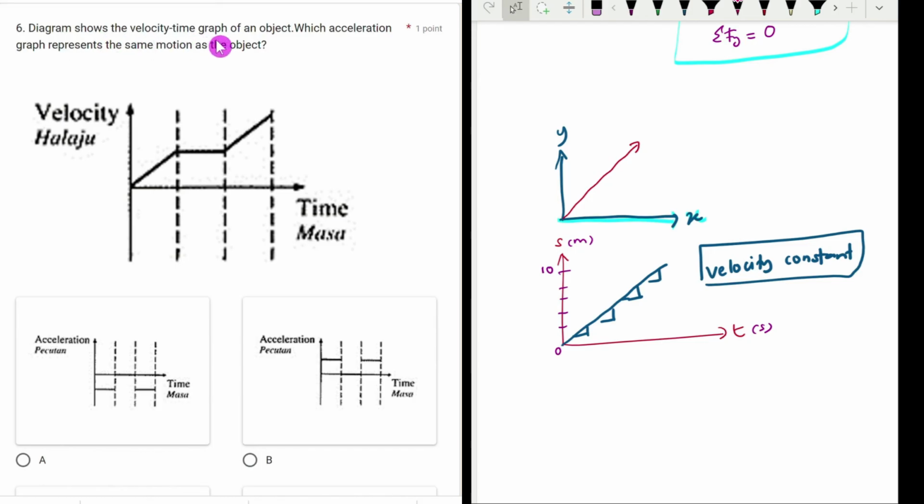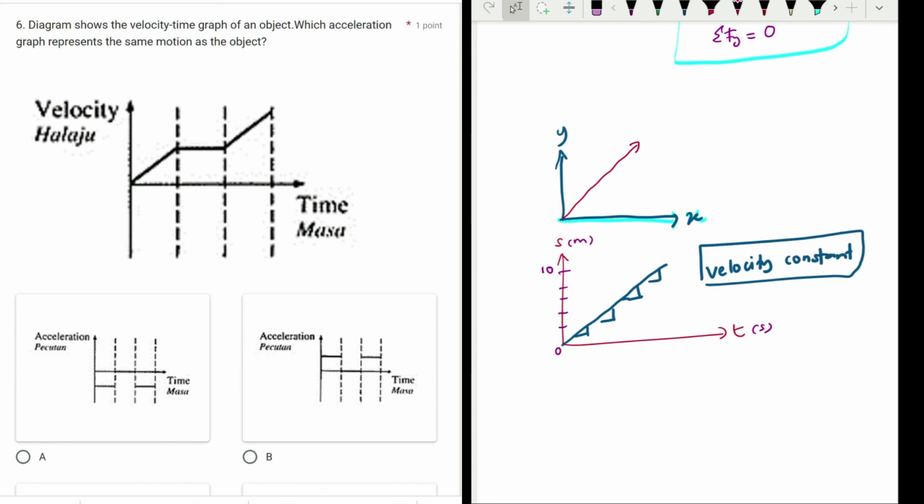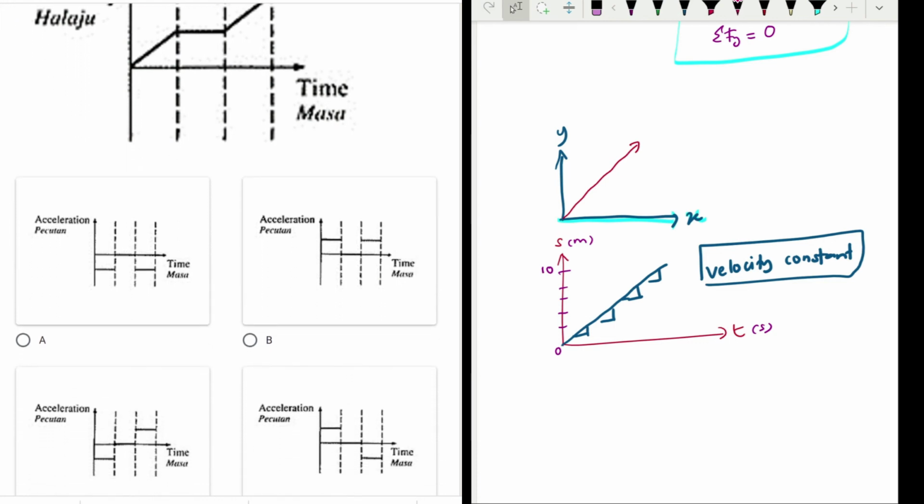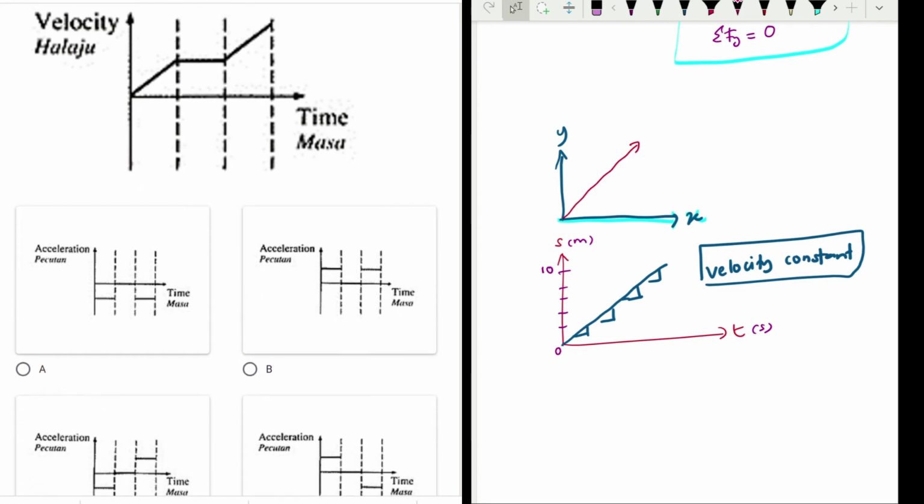So V is increasing and then V is constant. And then dia increase balik. Alright. Which acceleration graph represents the same motion as the object? So ini soalan bagi velocity time graph, tapi dia minta kita pilih acceleration time graph. So look at this graph.